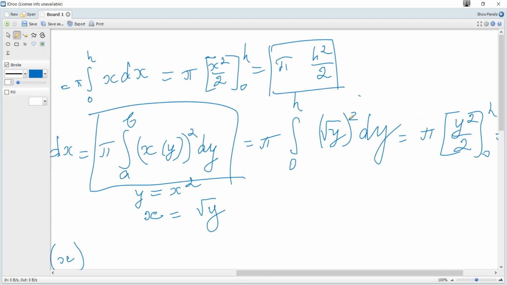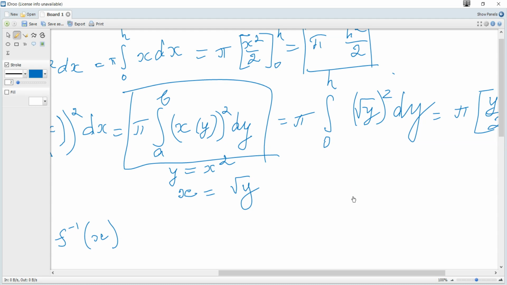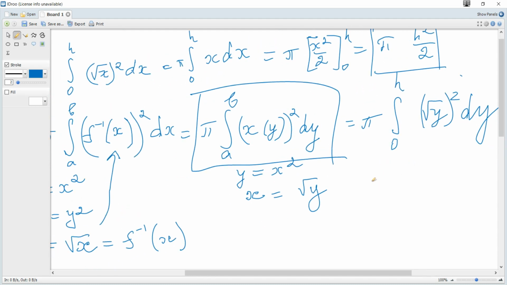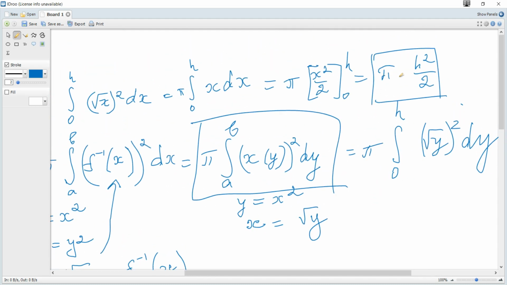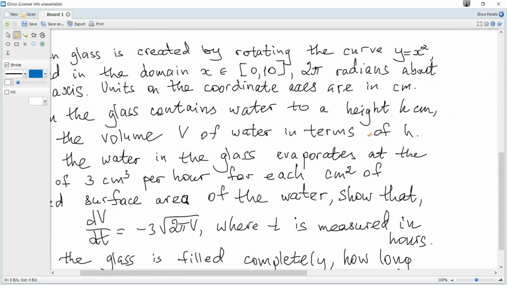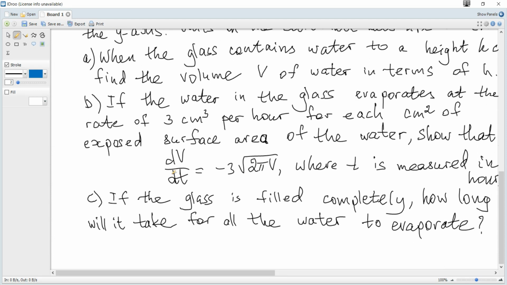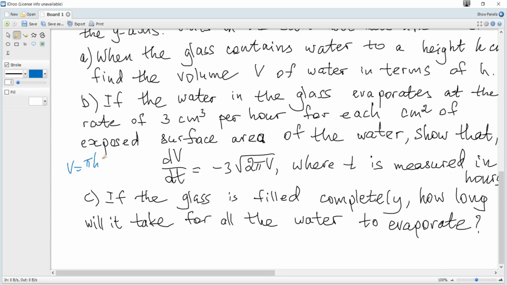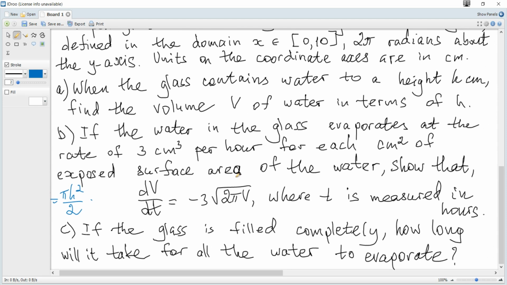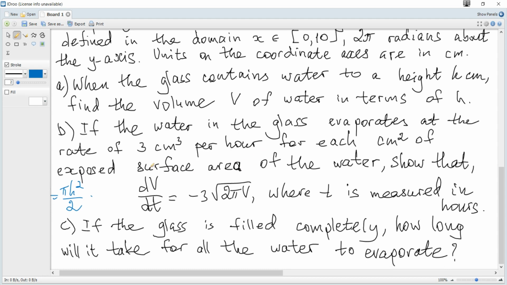So volume, it's a very important result. So volume for some height h is equal to pi h squared over 2. Volume is equal to pi h squared over 2 centimeters cubed.